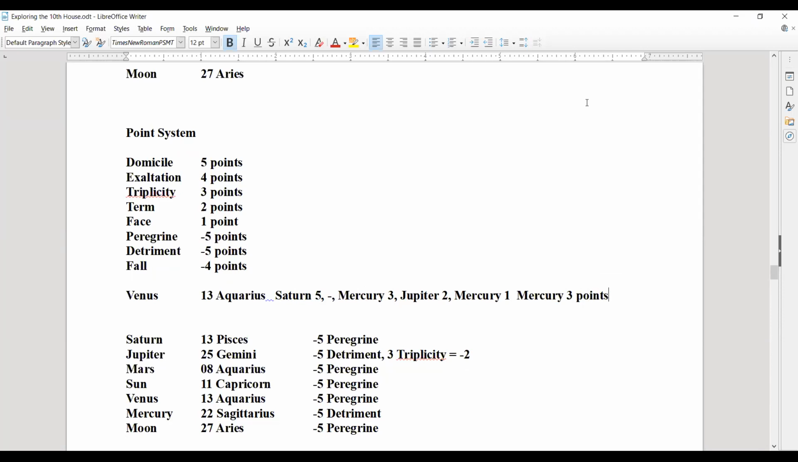Mercury has a say in how this Venus works. I don't get this. Are we looking at Venus only or all planets? Oh, good question. You're looking only at Venus.